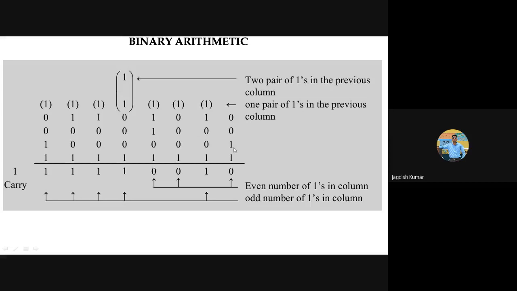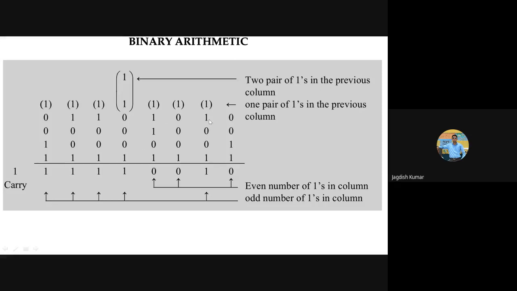So if the number of ones is even, the output will be 0, and if the number of ones is odd, the output will be 1. And what about carry? For each pair there will be one carry. In this case there is only one pair, so there is one carry somewhere. If you see this, this is 0, this is 1.